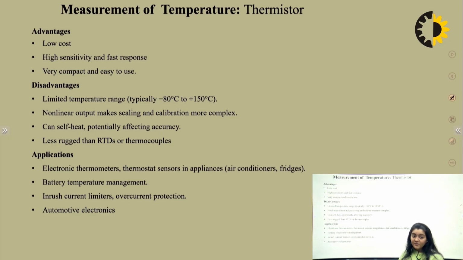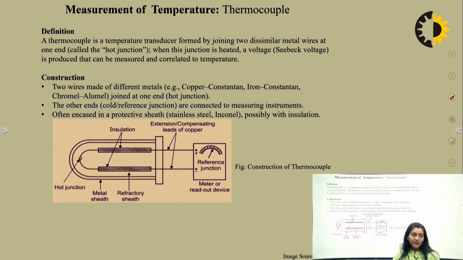For battery temperature management, we use the thermistor. For inrush current limiting and over-current protection, we use a thermistor. It can be used as a switch also, a thermal switch. Automotive electronics. Now, moving on to another temperature sensor, that is the thermocouple.